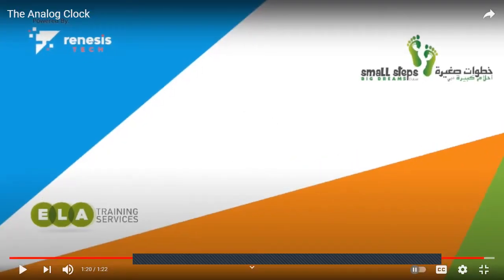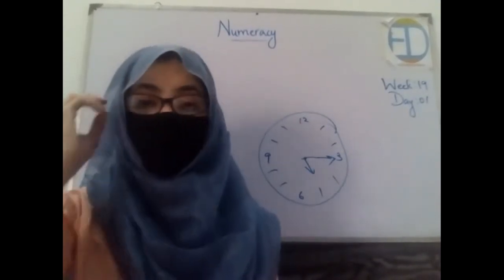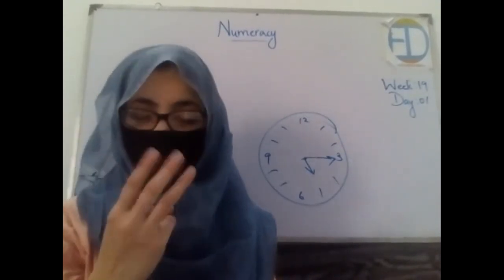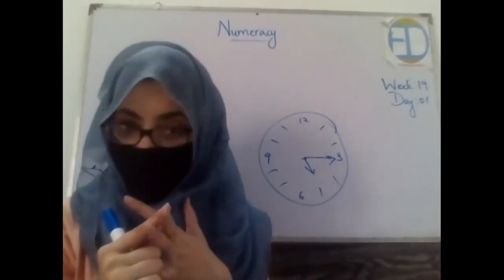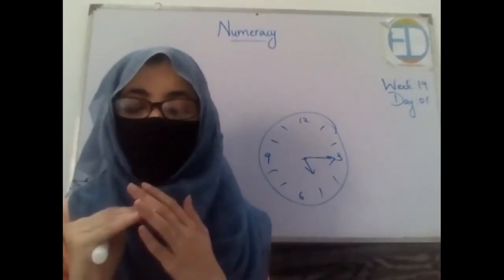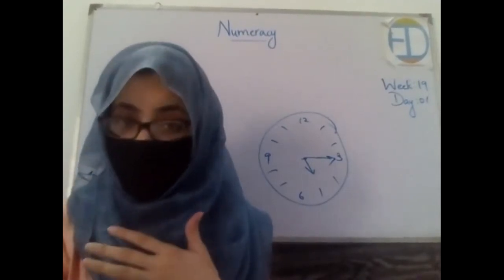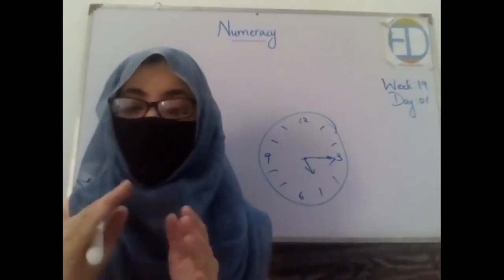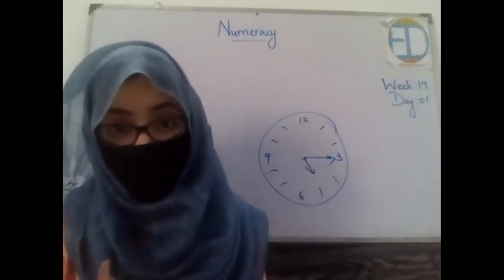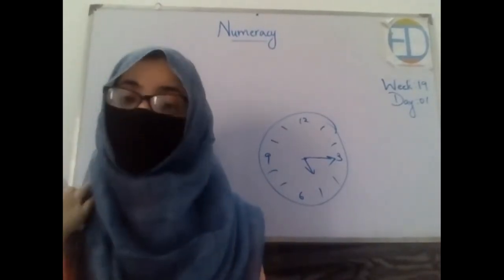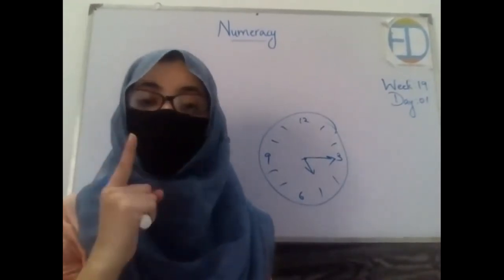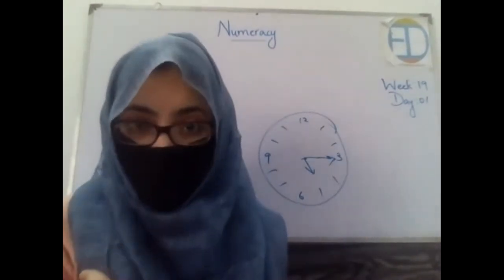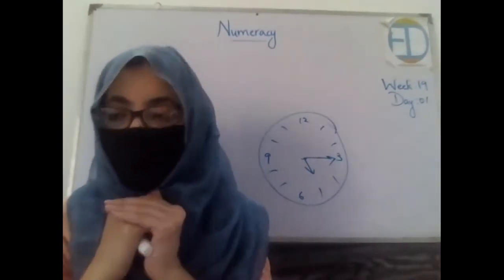Okay, great. So we have together revised how many hands we have in a clock. Three. They are the hour hand, minute hand, and the second hand, right? So the hour hand tells us what hour it is. The minute hand tells us how many minutes have passed, and the second hand keeps on rotating, and when it completes one rotation, this means that 1 minute has passed, right? So this is how we read time.